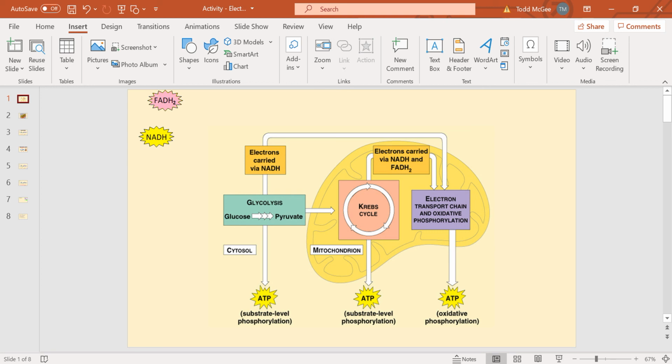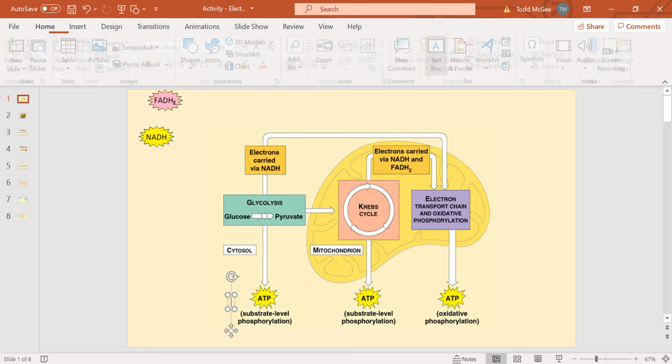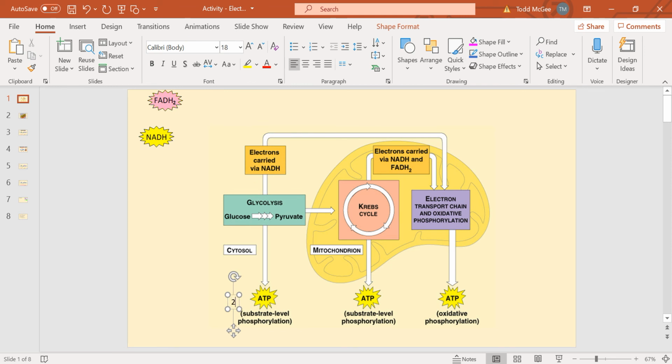And of course, we do get 2 ATPs from glycolysis. So I'm going to type this in here. We get 2 ATPs. I'm just going to blow this up so it's a little more sizable. And if you recall, glycolysis is going to split into 2 pyruvates. That's going to lead into the Krebs cycle, which of course is going to cause the Krebs cycle to go through 2 separate turns. Each turn gives us 1 ATP. That means we get a total of 2 ATPs.